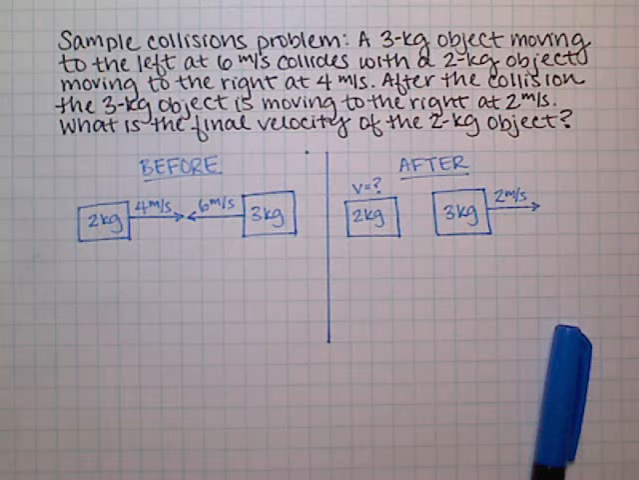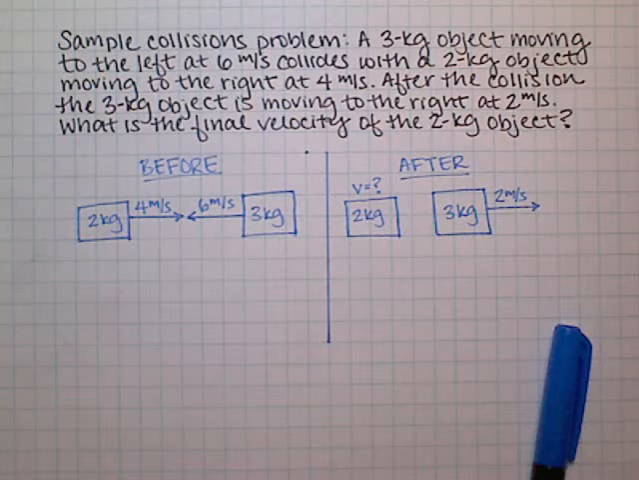We've got a 3 kilogram object and a 2 kilogram object. The 3 kilogram object is moving to the left at 6 meters per second. It then collides with a 2 kilogram object that's moving to the right at 4 meters per second. After our collision, we still have our same two objects. The 3 kilogram object's now moving right at 2 meters per second, and we're trying to figure out what the 2 kilogram object is going to do. And we'll go ahead and assume that this is a closed system as well, so no outside forces interfering with this interaction or with the motion of our objects here.